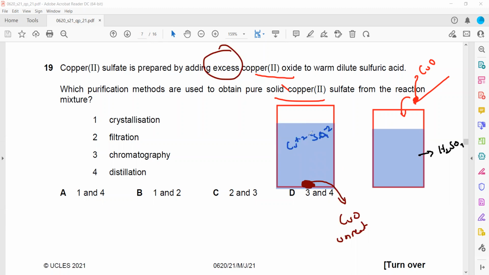We want to take out this salt. But before taking out the salt, we have to remove this unreacted copper oxide. So how do we remove it? First thing we'll do is filtration, because when we do filtration, the unreacted copper oxide will be removed. And then we have a salt solution. From the salt solution, we can use either crystallization or evaporation, but there is no evaporation mentioned, so we'll use crystallization. So 1 and 2 are the processes which we use to obtain this salt from the mixture.